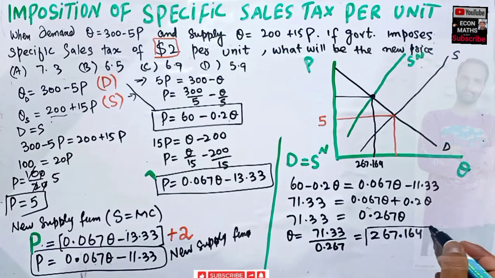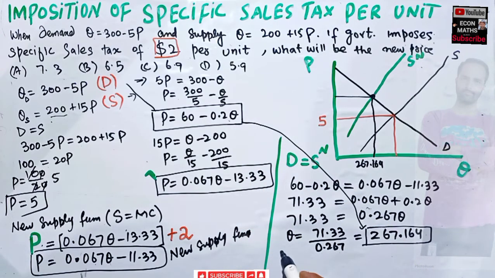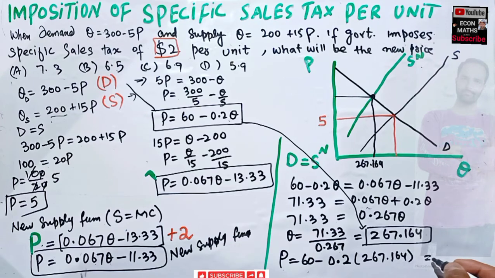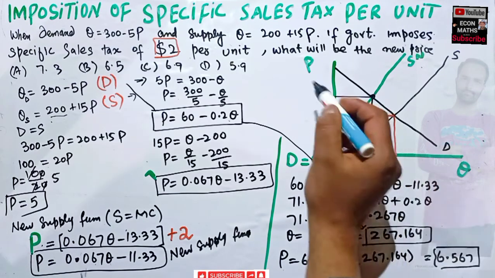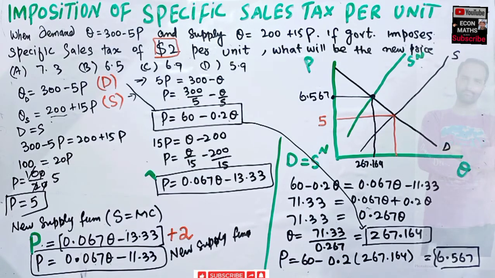So just plug this new equilibrium quantity into our demand function. This is our demand function, just plug the value here. That means our new price will be equal to 60 minus 0.2 times the equilibrium quantity, 267.164. When we solve, this will come out to be 6.567. That means our new price will be 6.567. This will be our new equilibrium price.